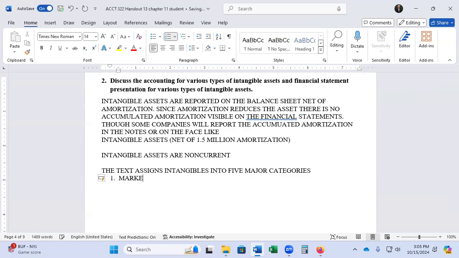First category would be marketing related. Second one would be customer related. The third would be artistic related. Fourth would be contract related. And the last would be technology related.